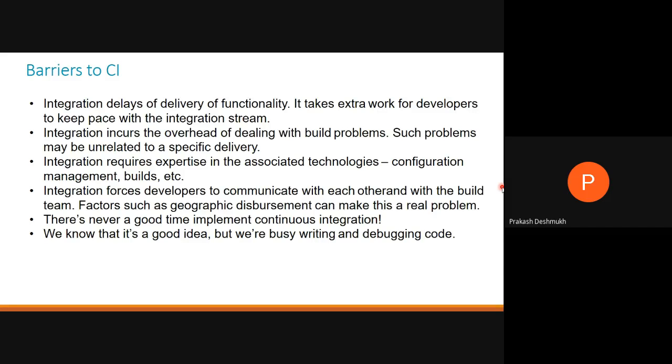But still people say we use Jenkins and we use CI. When we do a DevOps assessment, you'll surely find such cases where people say, yes, we use Jenkins, so we do CI. But that's not the truth. Another reason is people accept that CI is good, but say we are busy writing and debugging the code. So there are a lot of good reasons told for not implementing that.